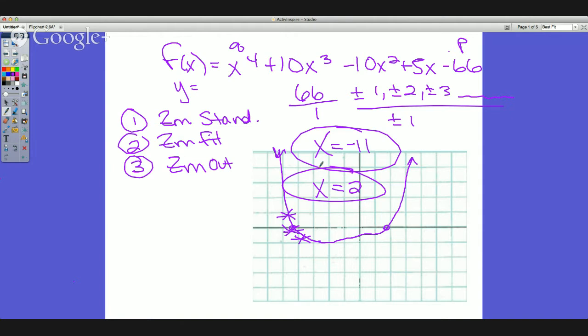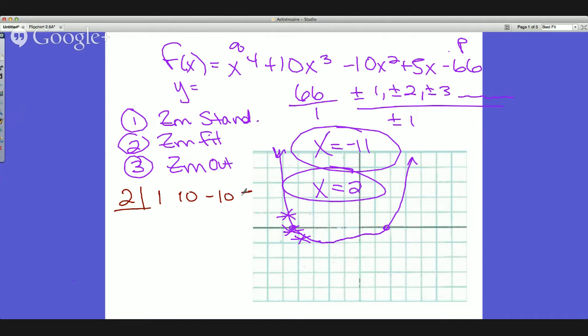First off, how many zeros will I have? There'll be 4. That doesn't mean it crosses the x-axis 4 times, but it could go up to 4 times. So we know we have 2. To find the other 2, what could we do? Could we plug it in synthetic? Exactly. Good, Chris. So I'm going to plug 1 in, like 2 of 2's there. Then I'll put the numbers down on the side: 1, 10, negative 10, 5, and negative 66. Bring down the 1. Again, multiply.